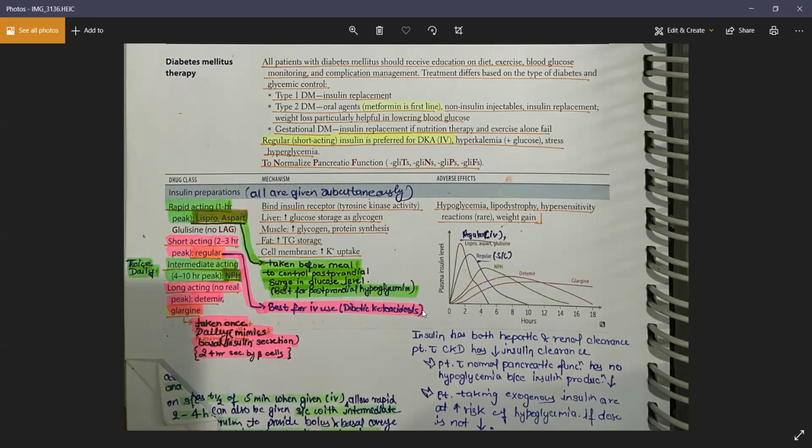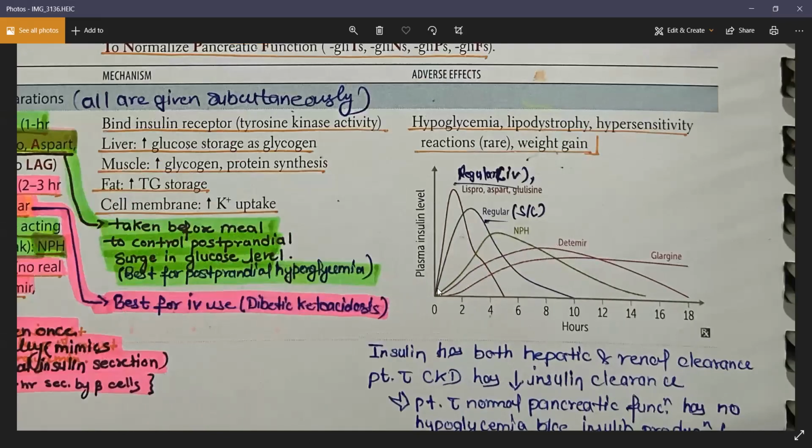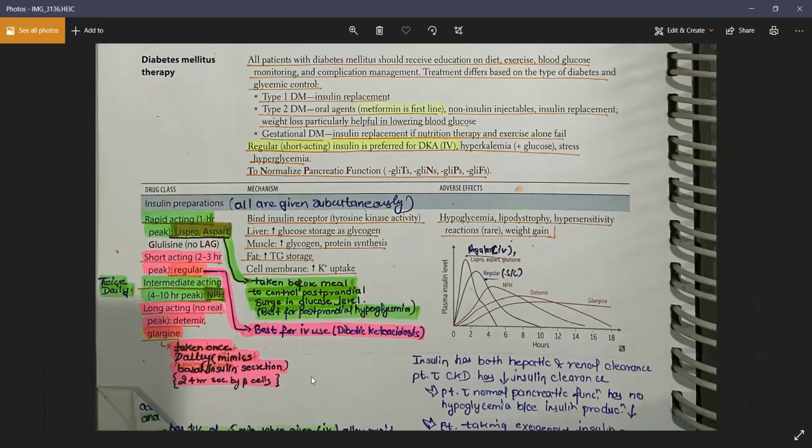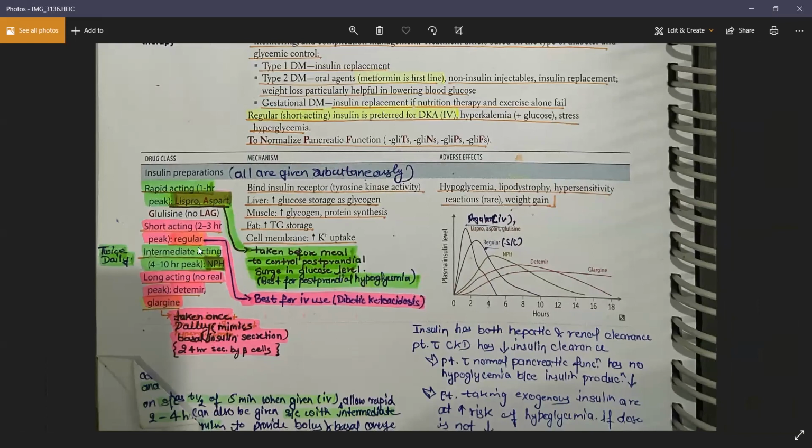Why? Because in case of diabetic ketoacidosis, you will give the regular insulin by the IV route, not by the subcutaneous route. Giving regular insulin by the IV route can mimic the lispro, aspart, and glulisine curve. If you look at these curves, this is the subcutaneous curve for regular insulin. By the IV route, it will be very rapid acting, and you can easily control the level of this drug. That's why it is a very preferred drug for diabetic ketoacidosis.